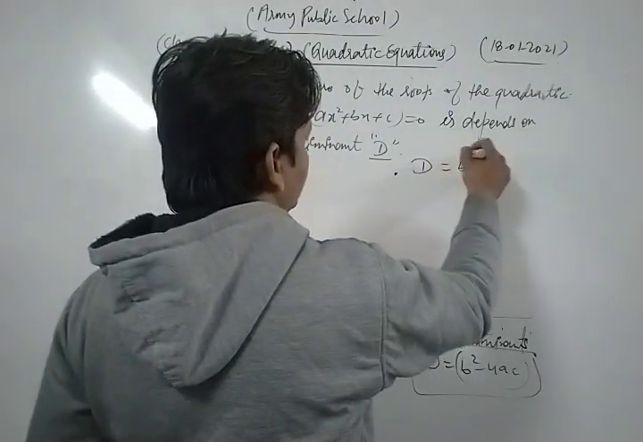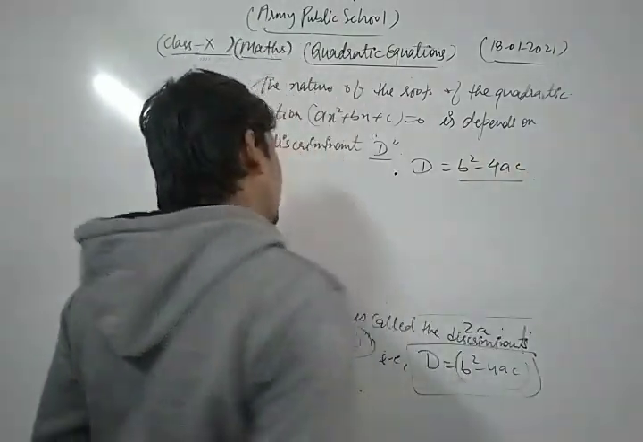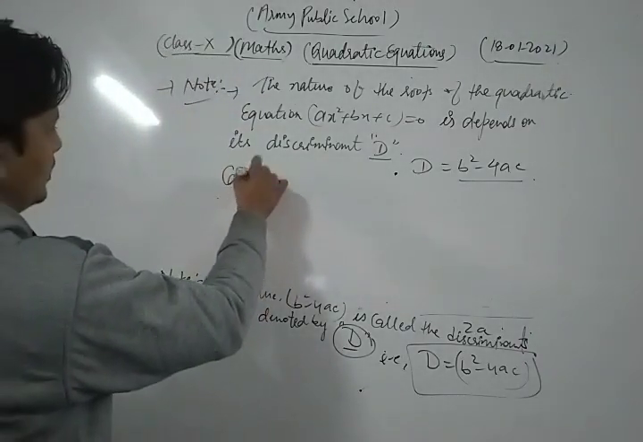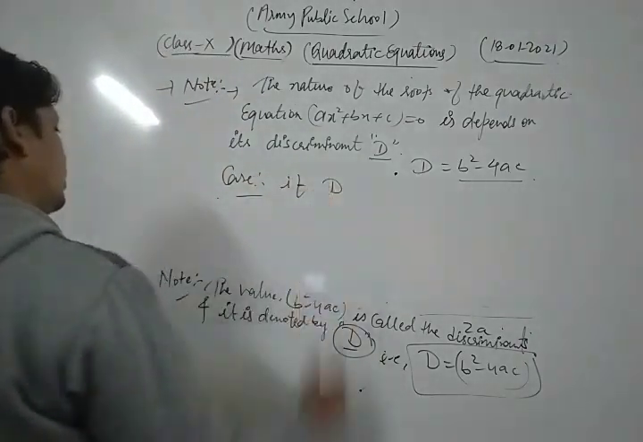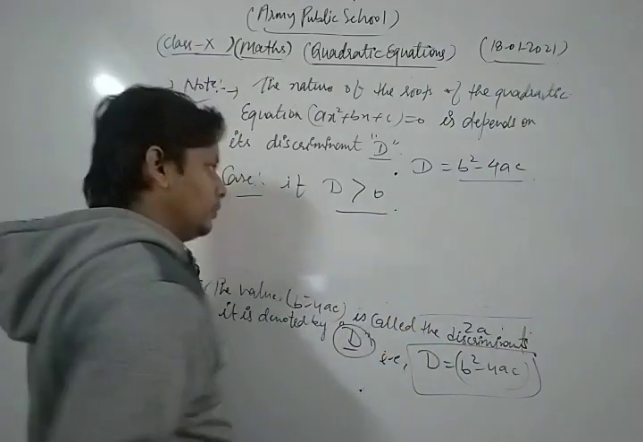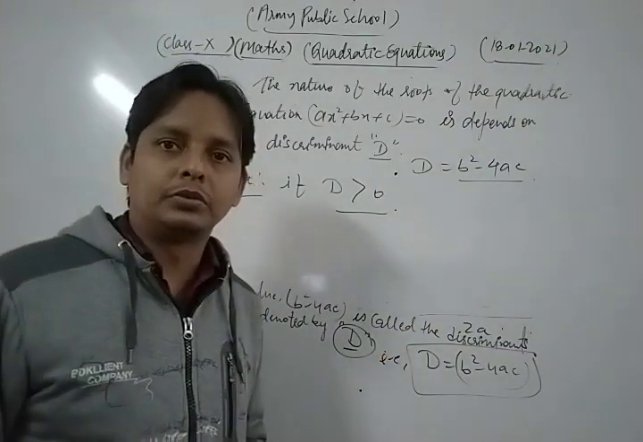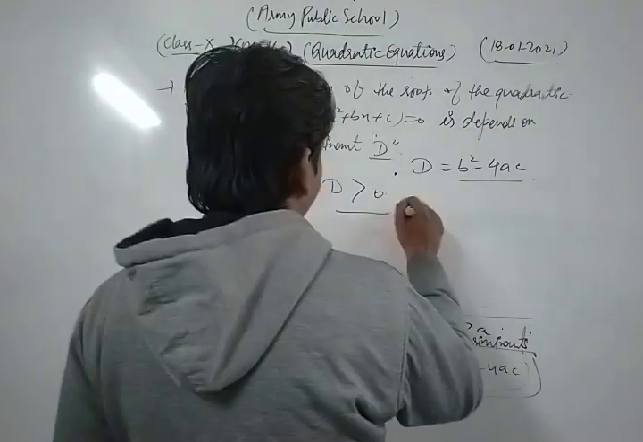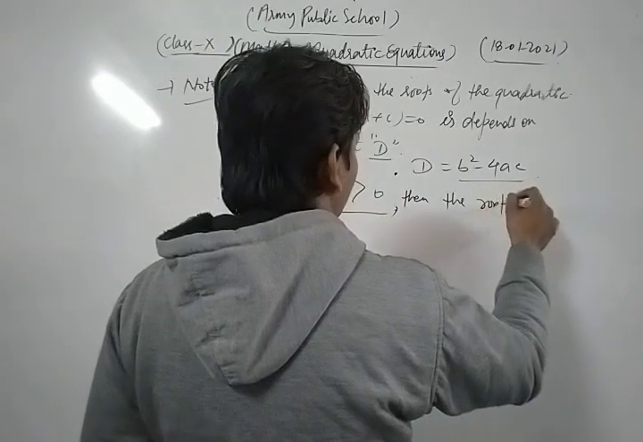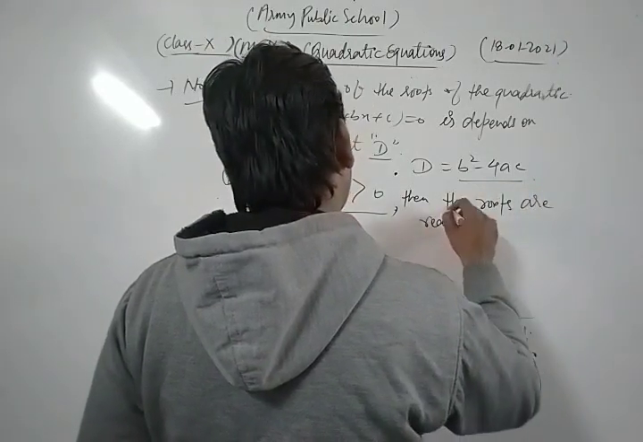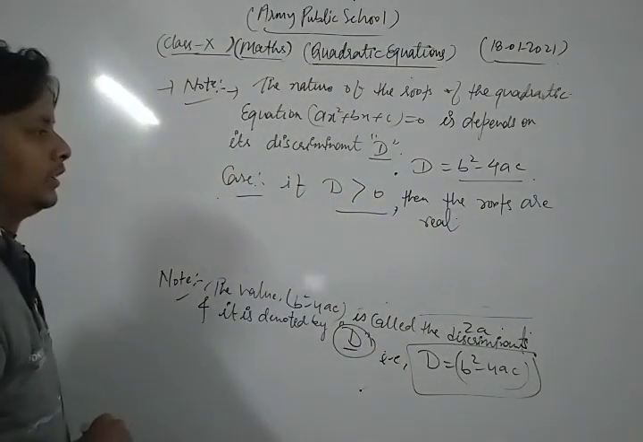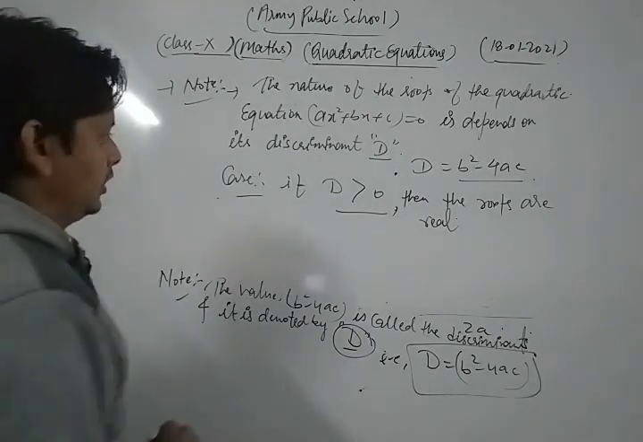of the discriminant is what? B square minus 4ac. And there are three conditions that arise. Case first, if the value of D is greater than 0, meaning any positive value, then the roots of the quadratic equation are real. The roots are what? Real and unequal.